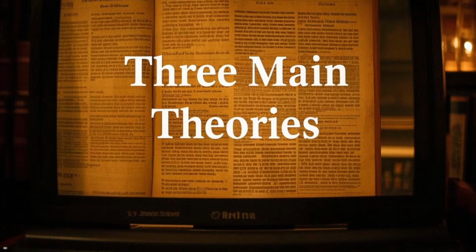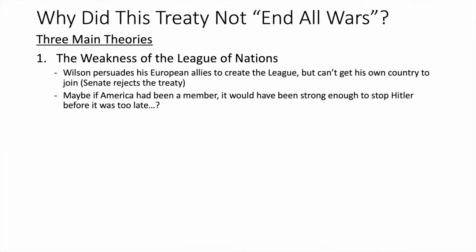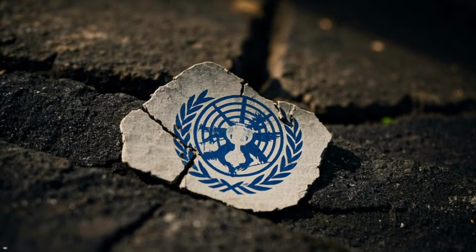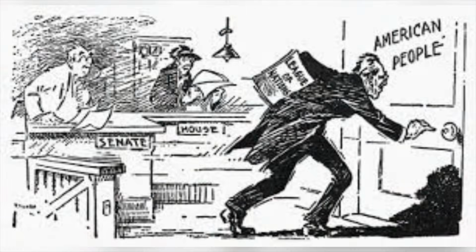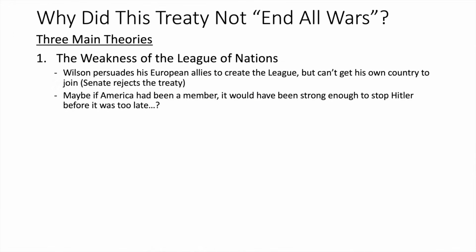Historians generally point to 3 big reasons Versailles failed. Theory 1. The weakness of the League of Nations. The League was Wilson's crown jewel, but ironically, Wilson's own country never became a member because the US Senate rejected the treaty. Without American muscle, the League lacked both financial resources and enforcement power. Could it have stopped Hitler? Perhaps, if America had joined.